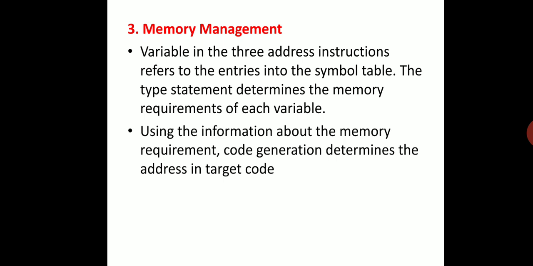The compiler executes the type statements to identify the memory requirement of every variable. And using the information about the memory requirement, code generation determines the address in the target code. So first of all, the code generator has to identify the variables used in the intermediate code, that is the 3 address code. Then it has to identify the memory requirement of every variable by executing the type statements, and using this information it can generate the target code.